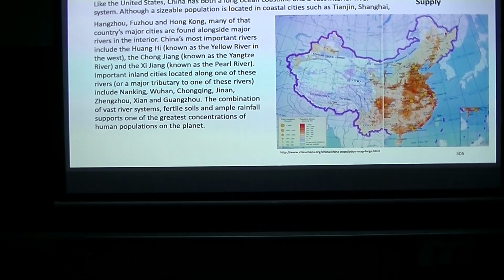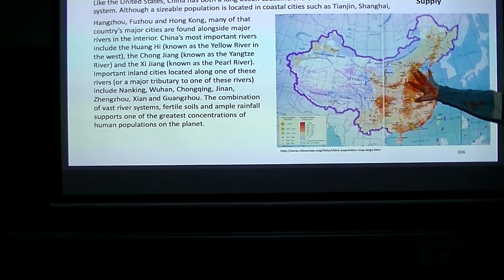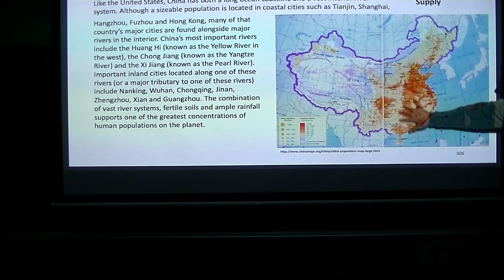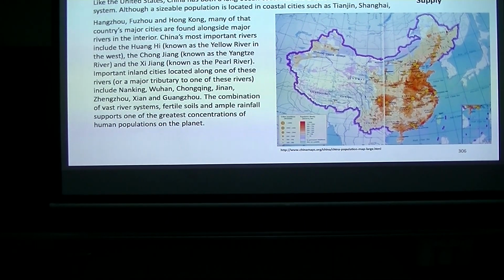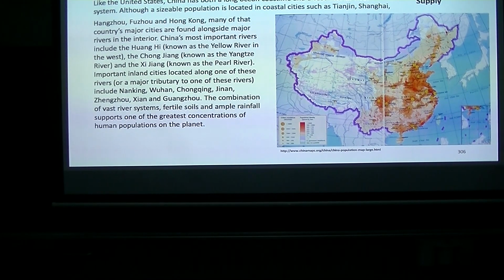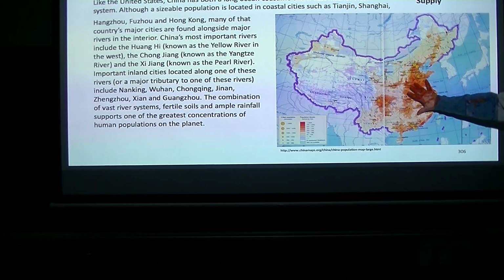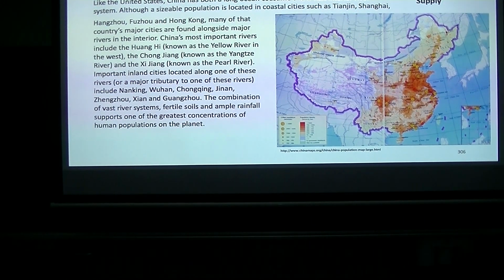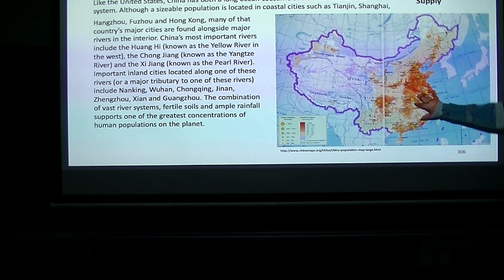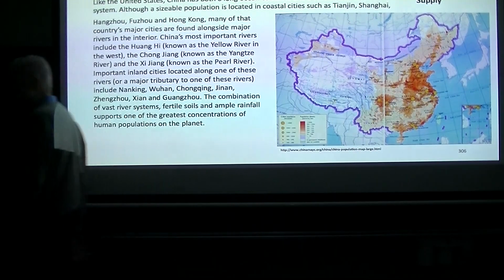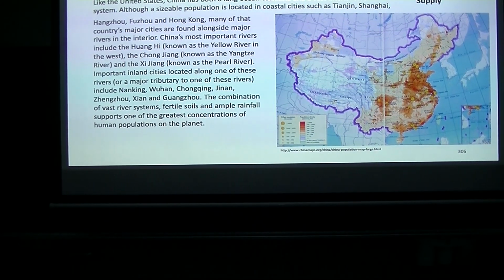All of that, as I say, is very pleasant. The climate is generally fairly mild, especially in the central and southeastern part. You can have several crops a year, especially in the south. Tremendous amounts of rice can be grown. This is very attractive, that combination of vast river systems, fertile soils, and ample rainfall. It supports one of the greatest concentrations of human population on the entire planet. So these are some of the reasons.